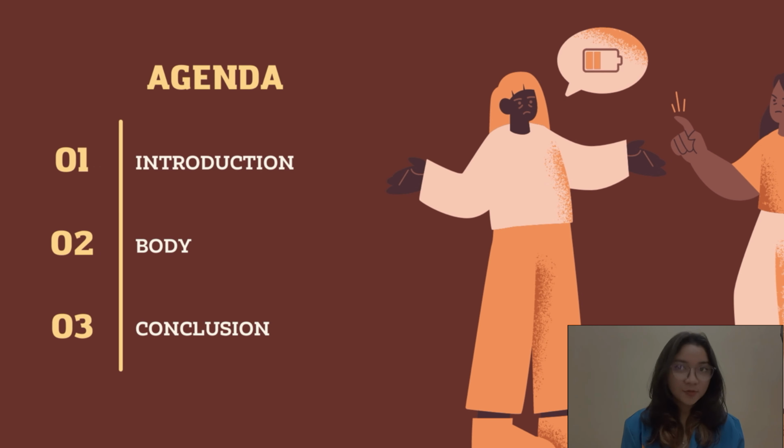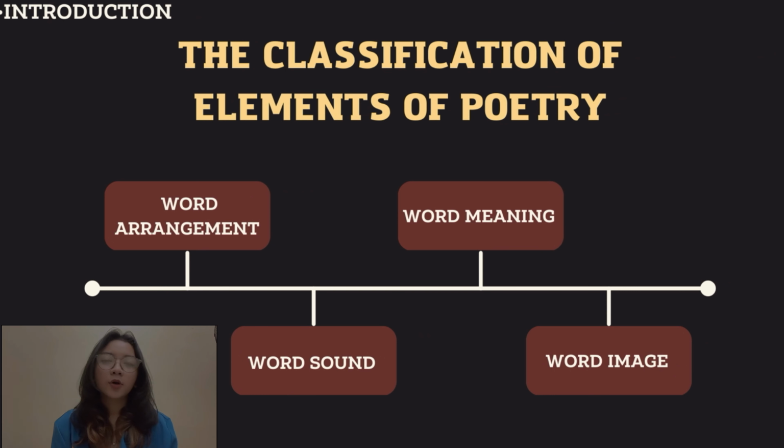And in this presentation, I will have three agendas: introduction, body, and conclusion. So in this presentation, I will analyze the elements of the poem Spring and Fall by Gerard Manley Hopkins.